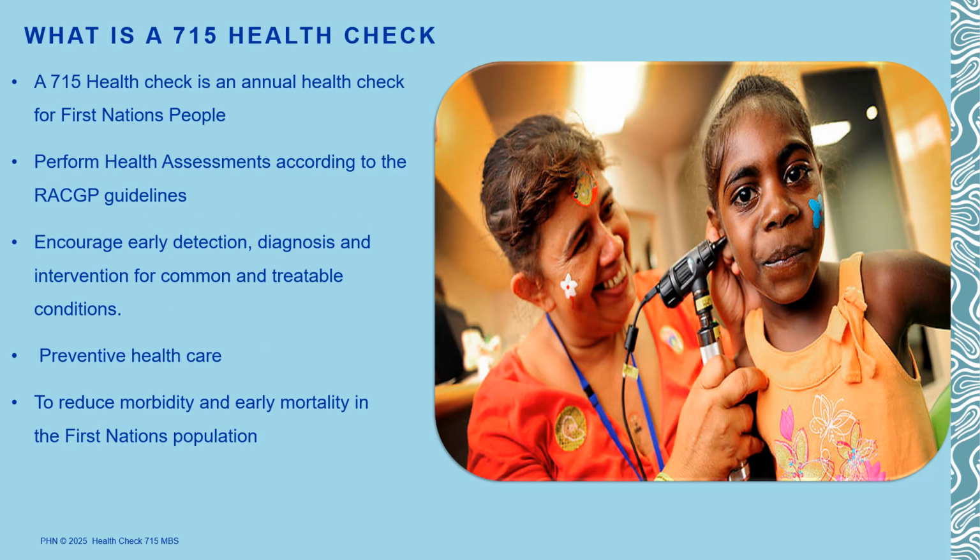So what is the 715 health check? Well, while you read the dot points on the screen there, the aim of these health assessments is just to encourage mob in communities to receive the primary health care that they need. It identifies and encourages early intervention and finds those treatable conditions early, but also finds any other hidden ones that they may not know about, and gives them the right care.